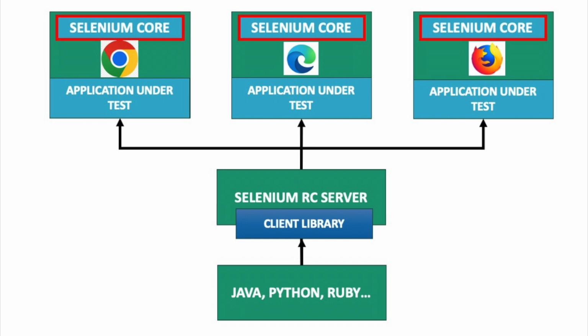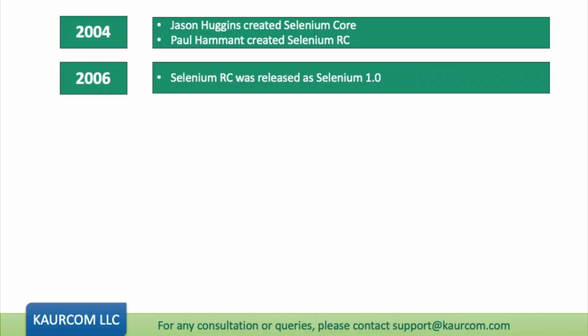And finally, the web browser executes all the commands given by Selenium Core and returns the test summary back to the server. This is how Selenium RC works. In 2006, Selenium RC was released as the Selenium 1.0 version and remained in use for quite some time.